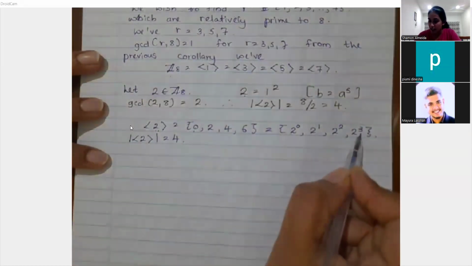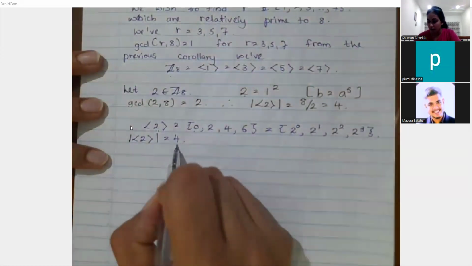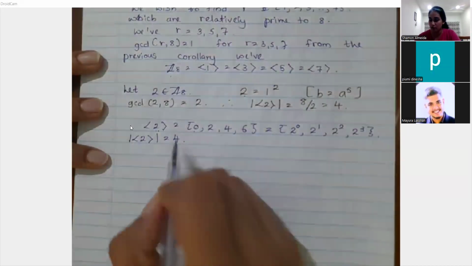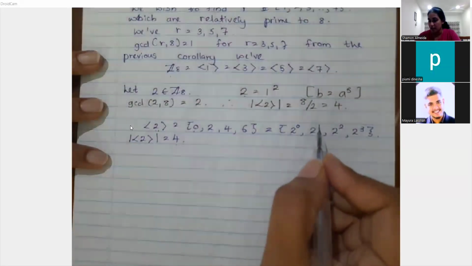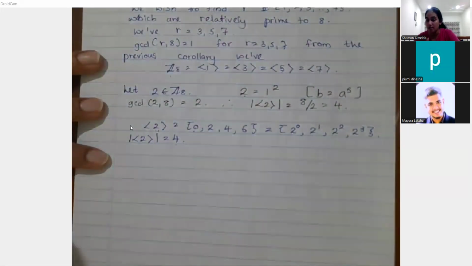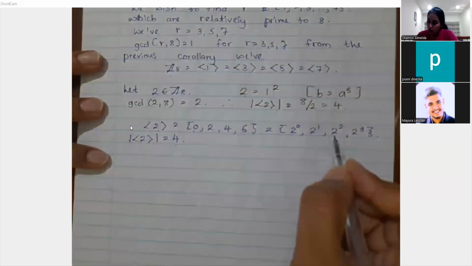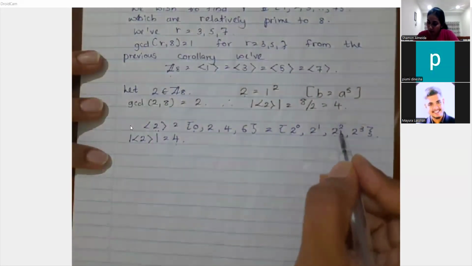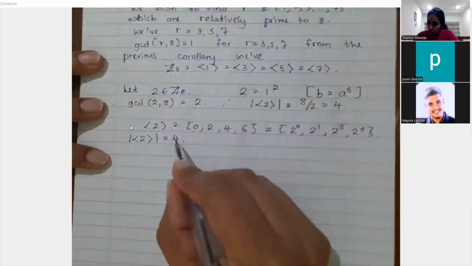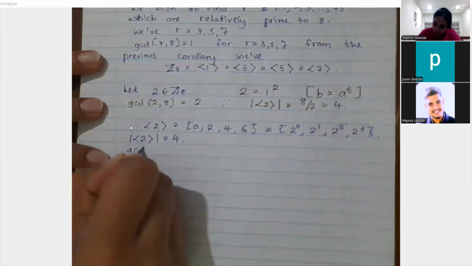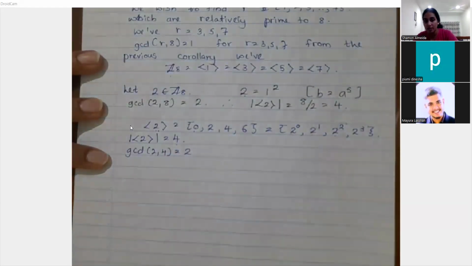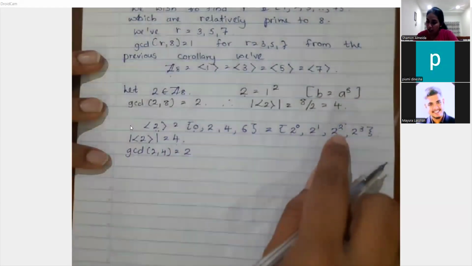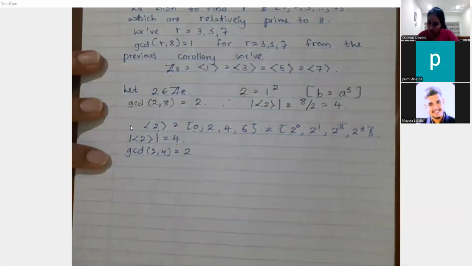We know that 3 is relatively prime to 4, right? We will disregard 1. Why is that? 2 raised to the power of 1 is simply 2, and 2 is the generator anyway, right? If we go to this element, we simply have to look at the power over here, 2. The GCD of 2 and 4 is simply 2, the greatest common divisor. So this will not be a generator for this group.